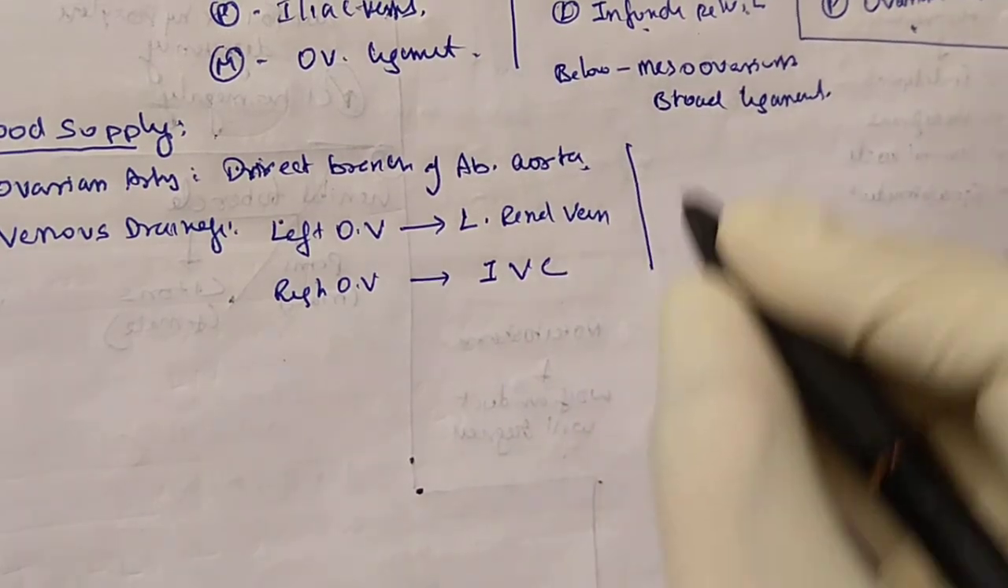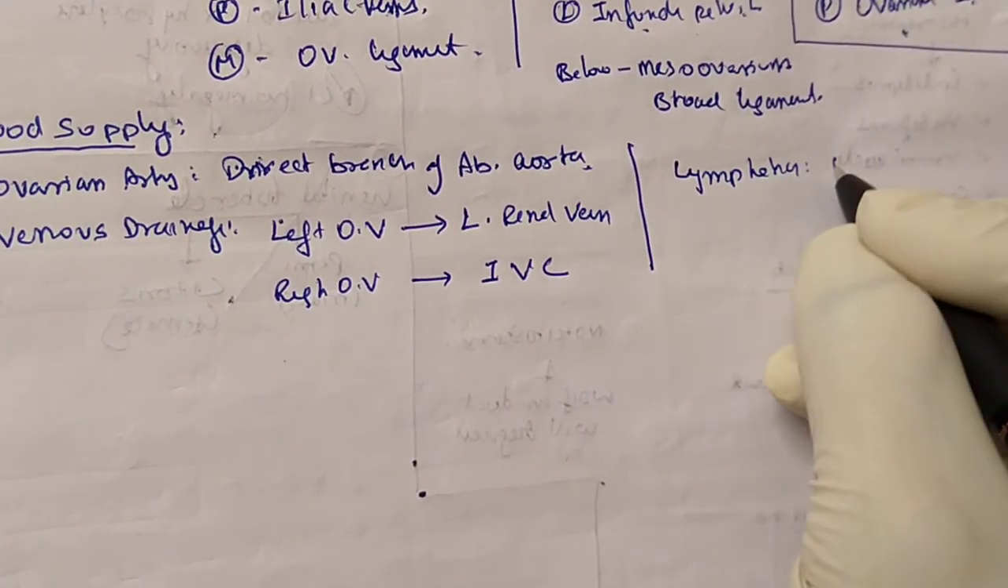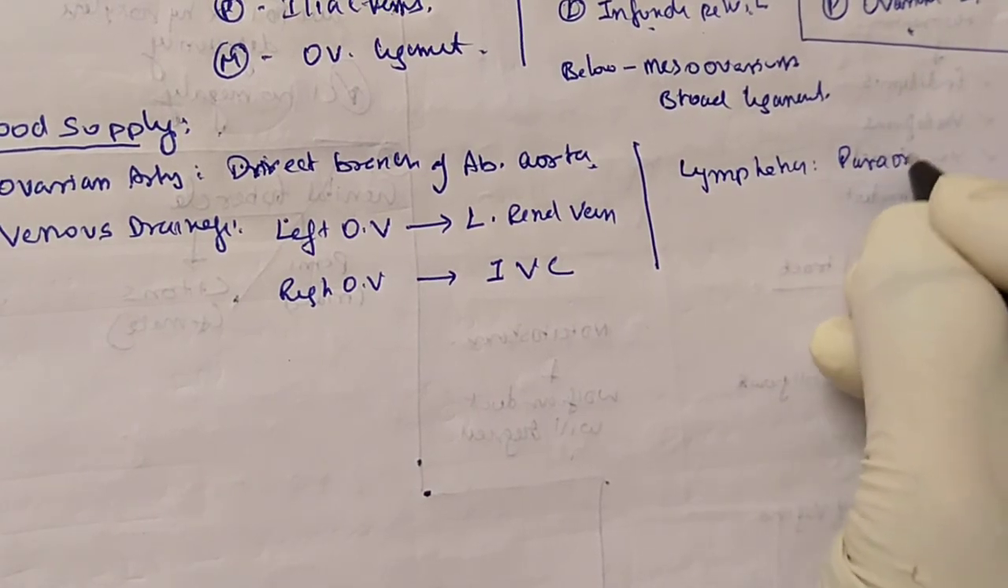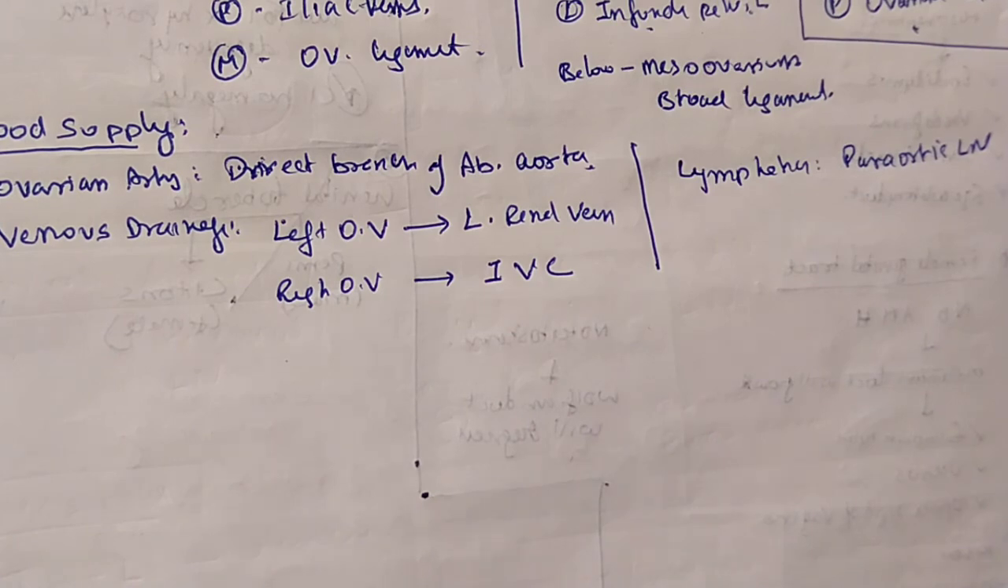Then we'll talk about lymphatics. Para-aortic lymph nodes. So this was about ovary and vagina.